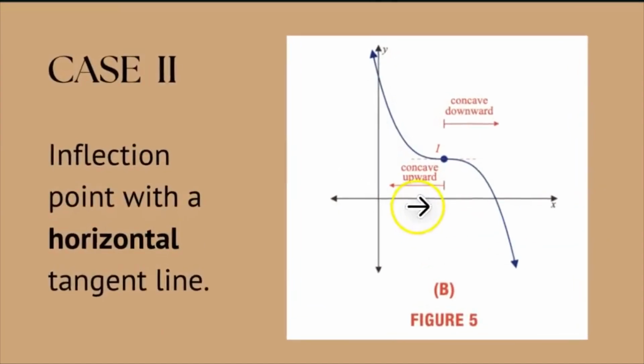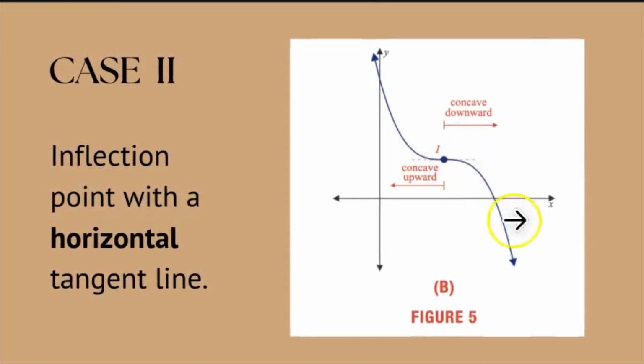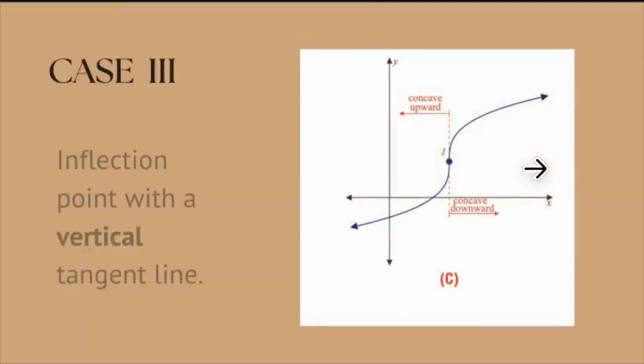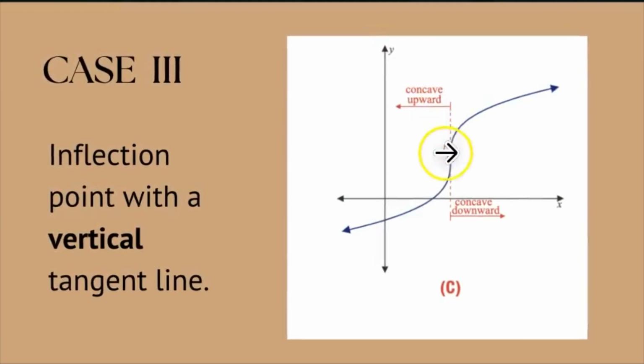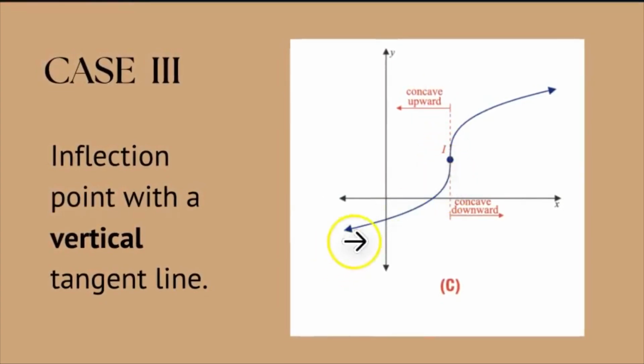In our second case, we have an inflection point where the concavity is changing from upward to downward, but here we have a horizontal tangent line. And in case 3, we have an inflection point with a vertical tangent line. The concavity is changing, but the tangent line is vertical.